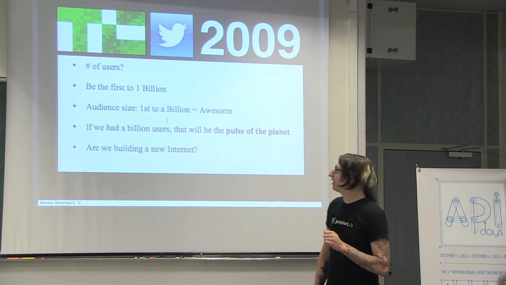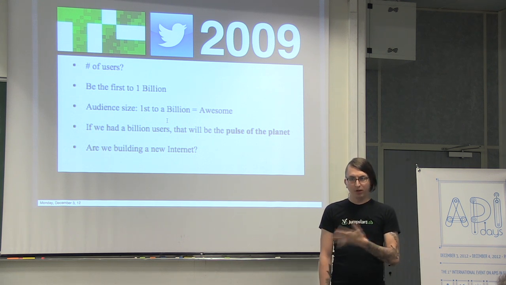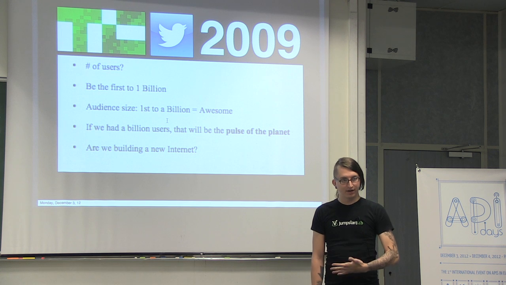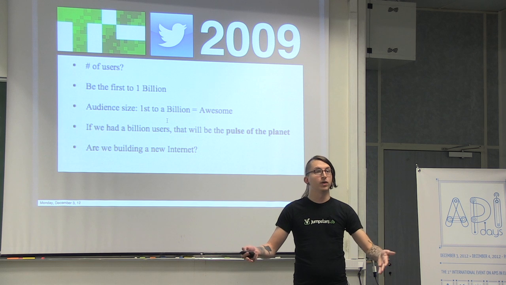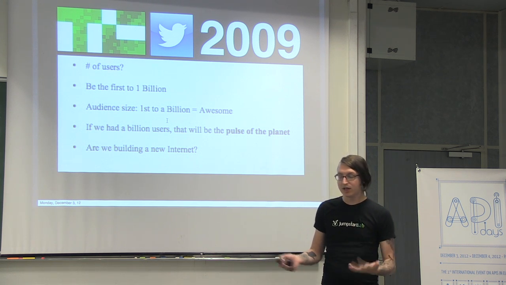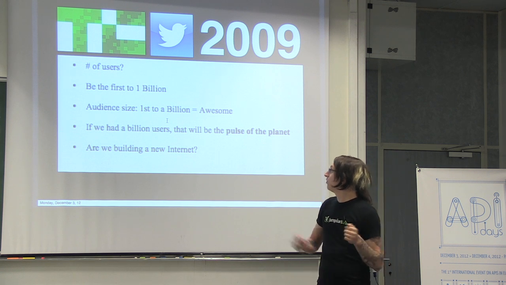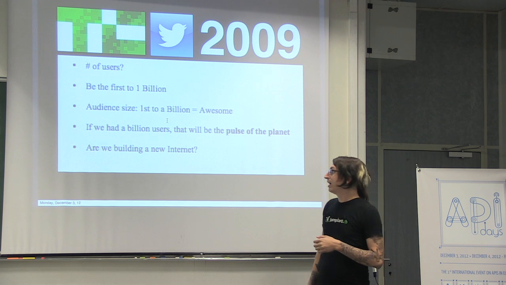So it's kind of funny that back then in 2009, this is the way Twitter viewed themselves. The pulse of the planet. Are we building a new internet? They're becoming part of the fabric of everyday life and playing with everyone. They want everyone under the Twitter tent because they're trying to communicate in that way, right? They're concerned about the number of users. They want to be broad and spread out to everyone.